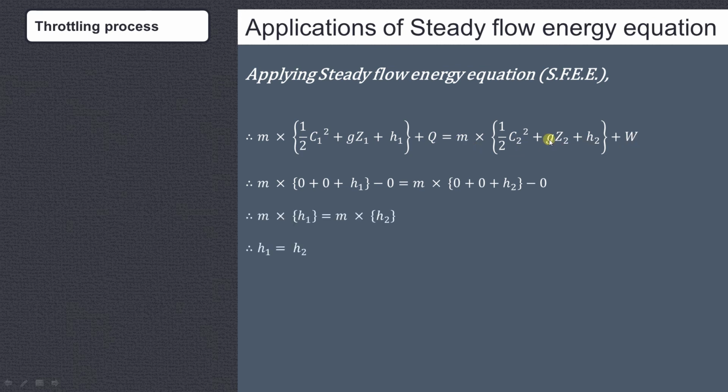m will get cancelled, so specific enthalpy before throttling remains the same as enthalpy after throttling. The only thing is that the quality of the working fluid will improve. For example, if it is wet, then it will become superheated. If it is liquid, then it will become vapor or wet vapor, etc. So in this way we can write down the steady flow energy equation for the various devices. Thank you very much for watching.